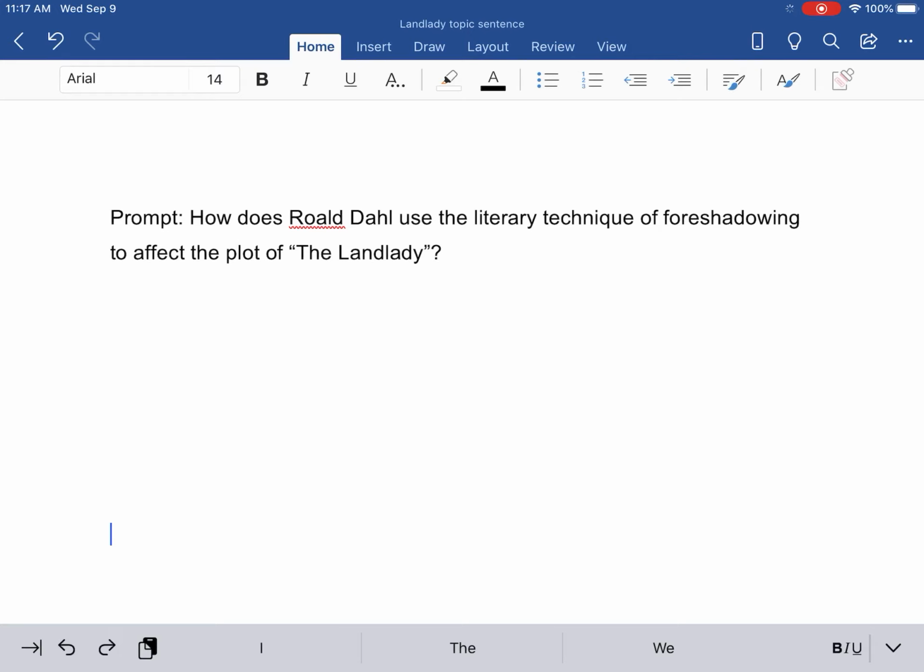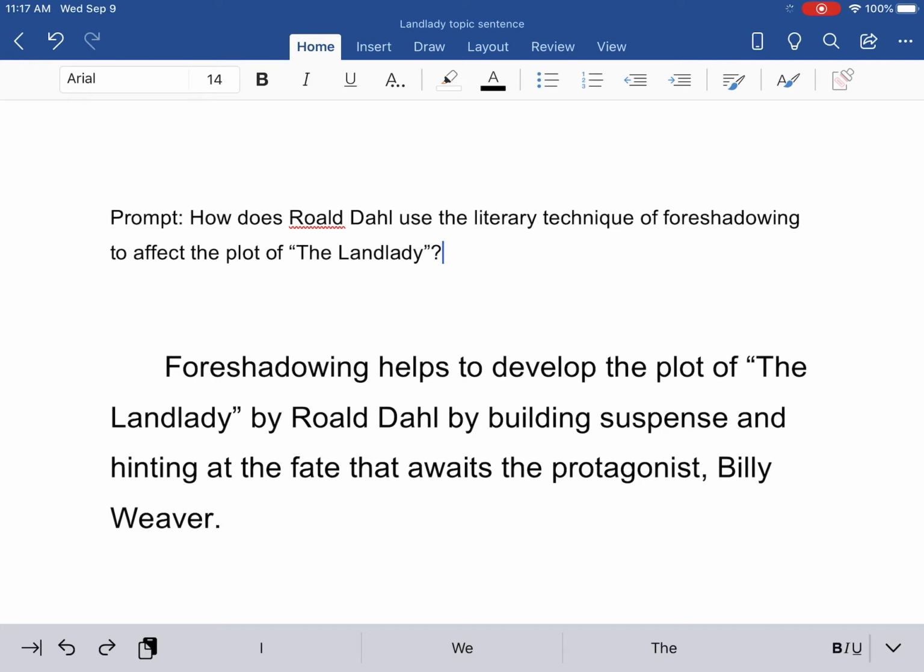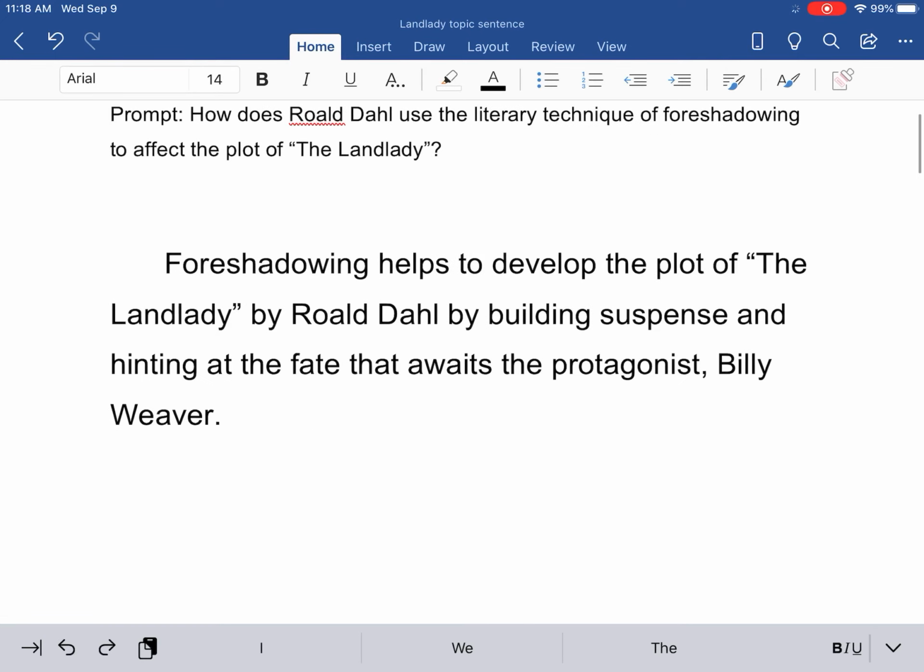So I'm going to start by adding my topic sentence that says, foreshadowing helps to develop the plot of The Landlady by Roald Dahl by building suspense and hinting at the fate that awaits the protagonist, Billy Weaver. So I just, in essence, answered the prompt question, and now I need to prove it. I need to prove it with points, proof, and polish, just like we did in the bare paragraph.